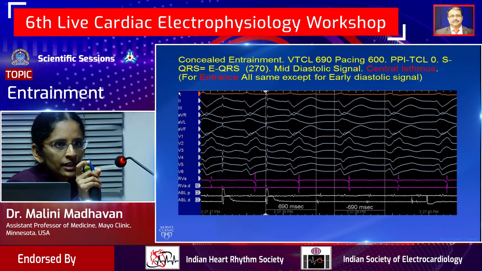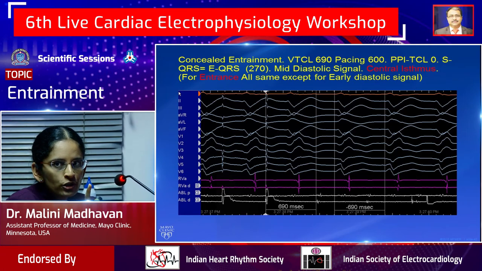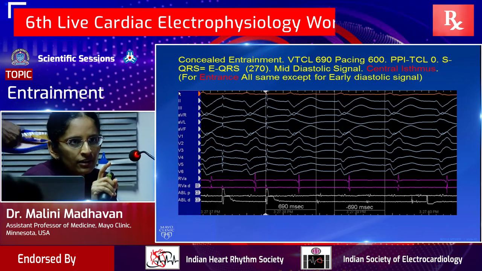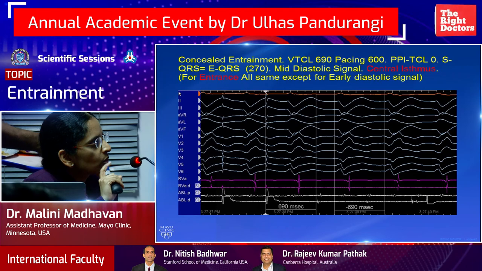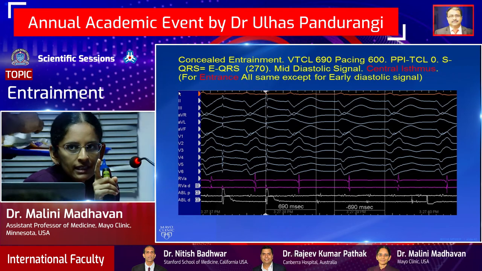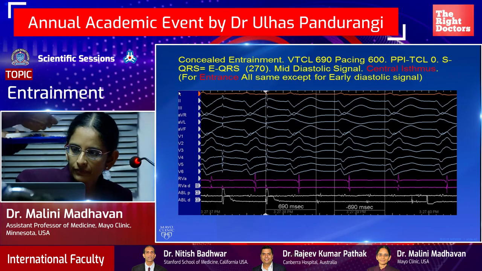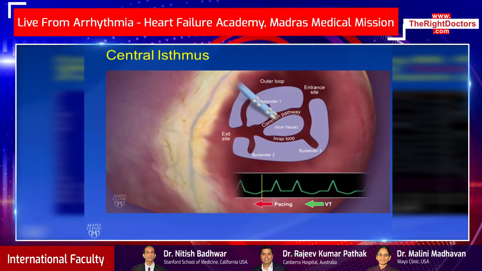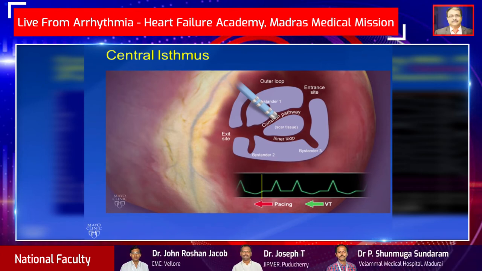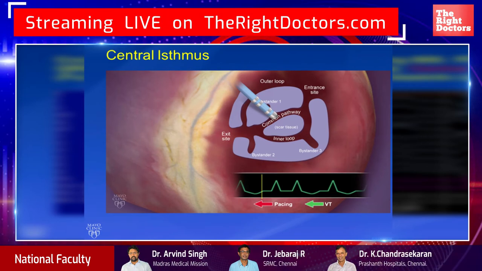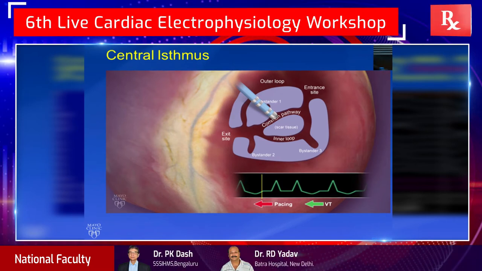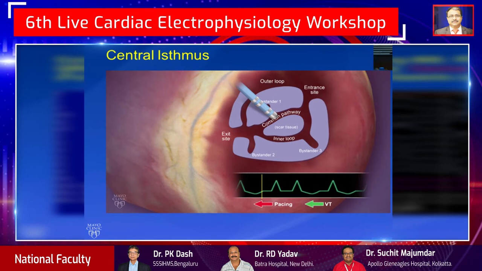So now you know it's a critical isthmus, but you want to go one step further and make sure that this is not some bystander, because you can have bystanders with local diastolic signals as well. So what do you do for that? You want to look at what the stim to QRS is and what the electrogram to QRS is. Say my catheter is in one of these bystanders here and I pace from here. There's going to be some time taken for the paced wavefront to go from the bystander into the circuit, through the circuit, and then come back to the bystander. So the stim to QRS or the PPI itself is going to be longer than the tachycardia cycle length.